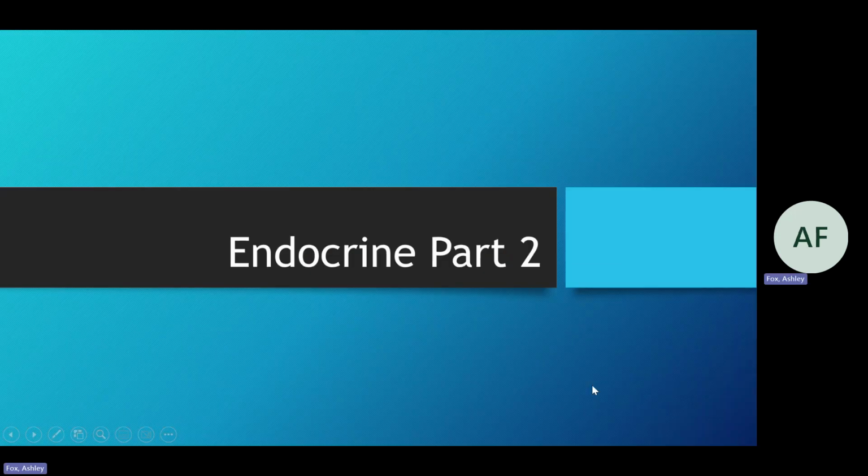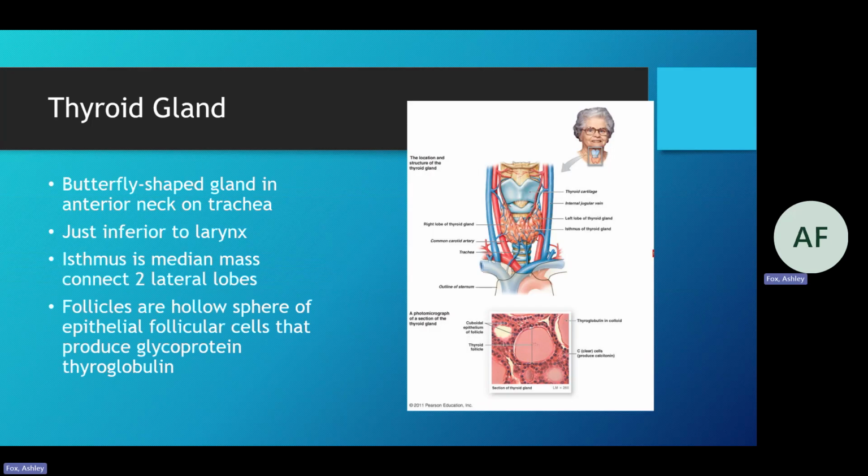Now we're going to go. So we talked about the hypothalamus and the anterior pituitary. Now we're going to talk more about the endocrine glands that are around the body. So first one is going to be thyroid gland.